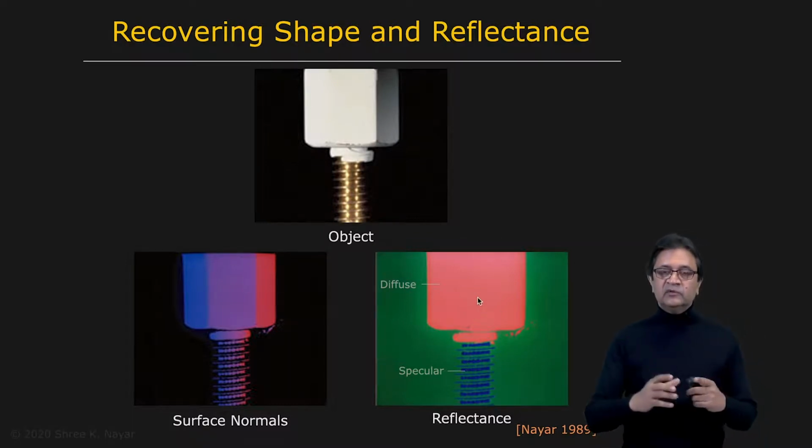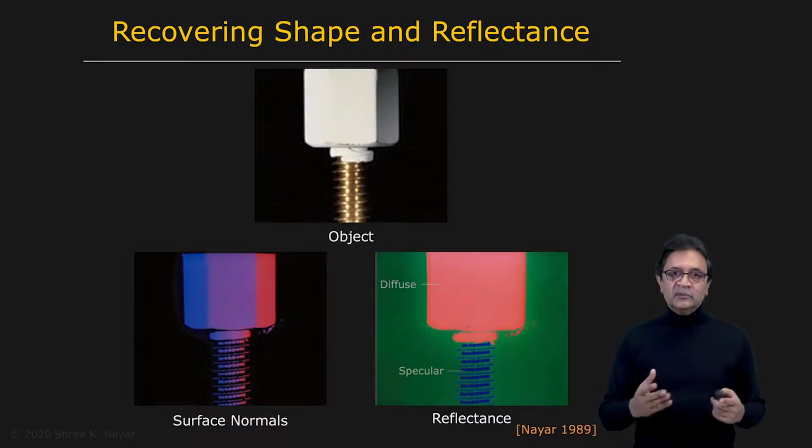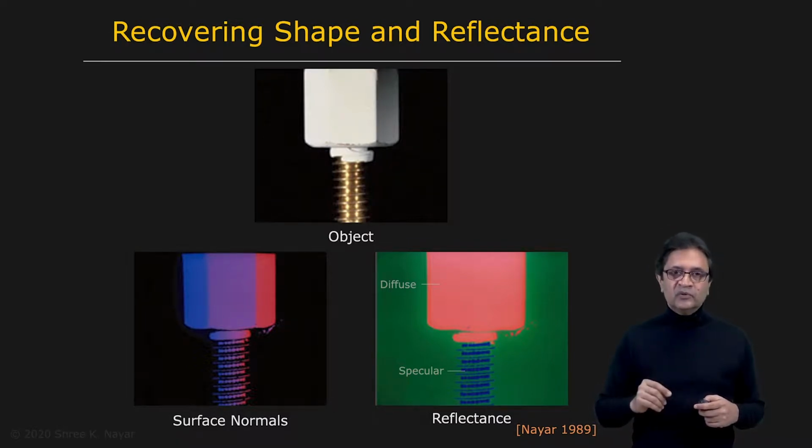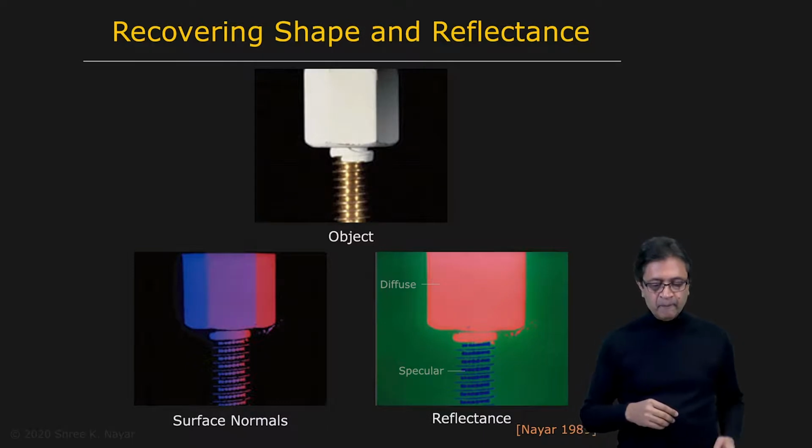So this method of photometric sampling demonstrates that one can use a more flexible reflectance model and be able to compute not only the surface normal at each point in the surface, but also the reflectance parameters. That tells you what the material properties are.